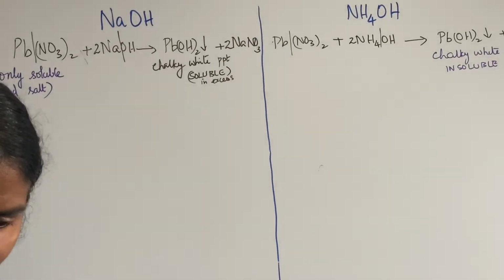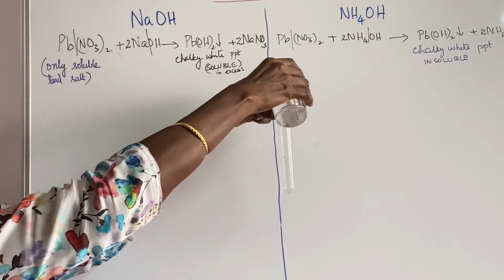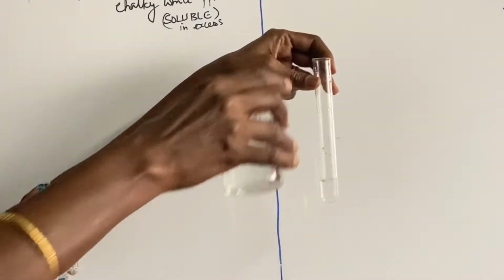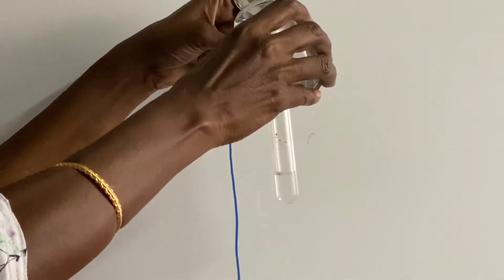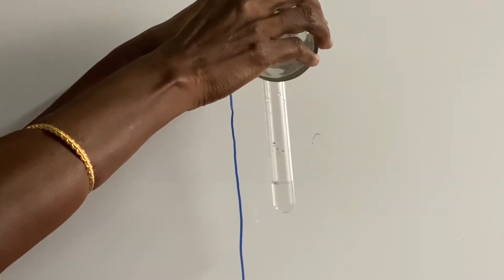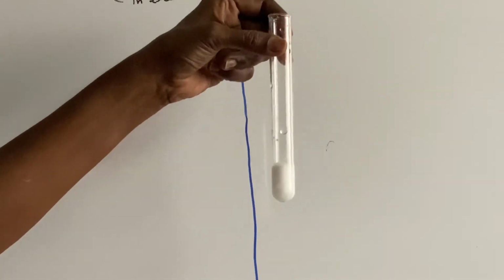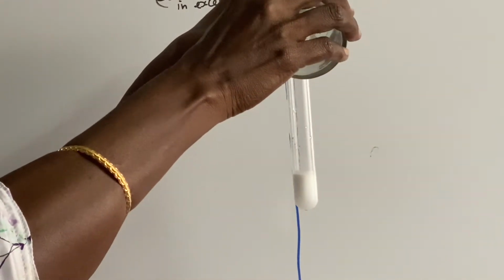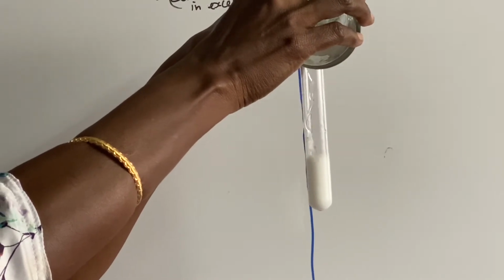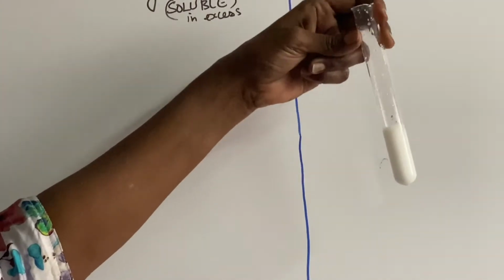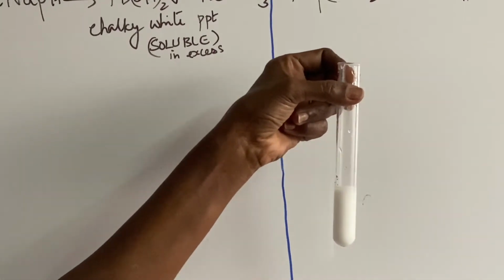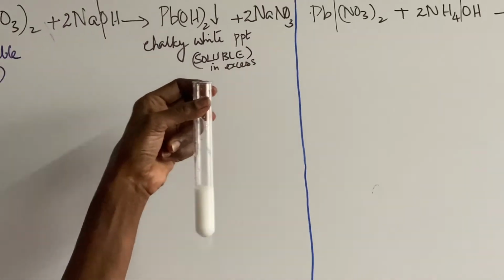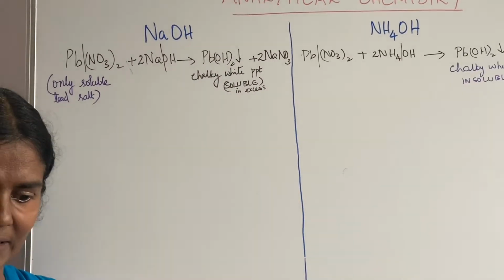Now moving on to ammonium hydroxide, let us take lead nitrate solution. I have taken lead nitrate solution, and I am going to add ammonium hydroxide to this. You get a chalky white precipitate. If I add it in excess also, the precipitate still continues. Even though it's added in excess, it's still chalky white precipitate. So that is the difference between sodium hydroxide and ammonium hydroxide with lead nitrate.